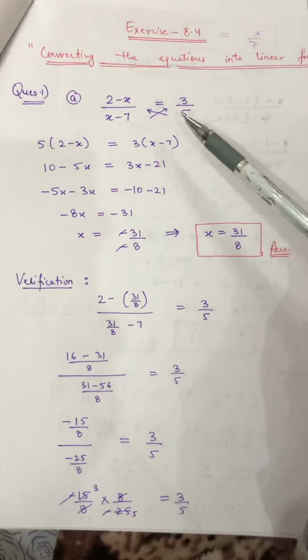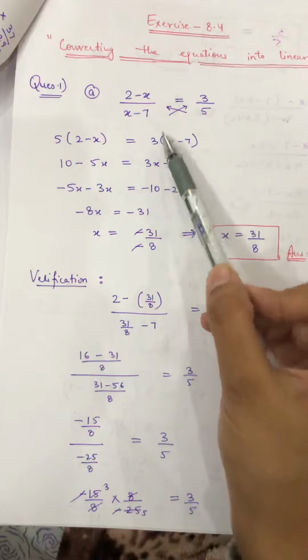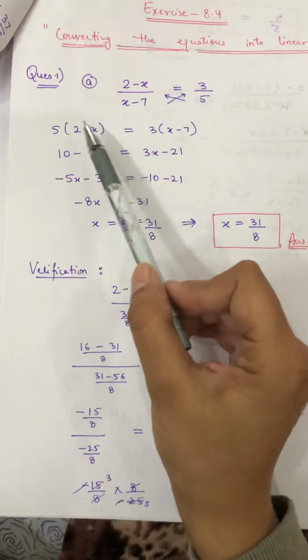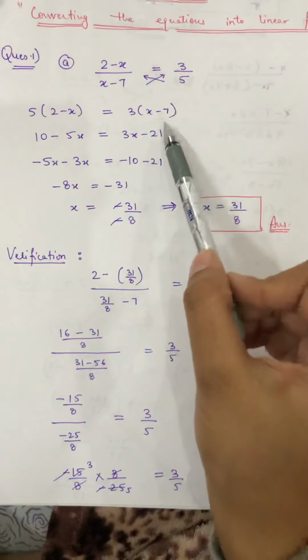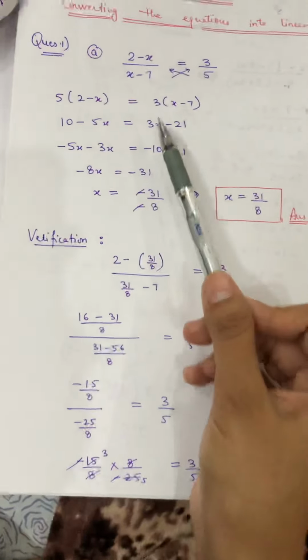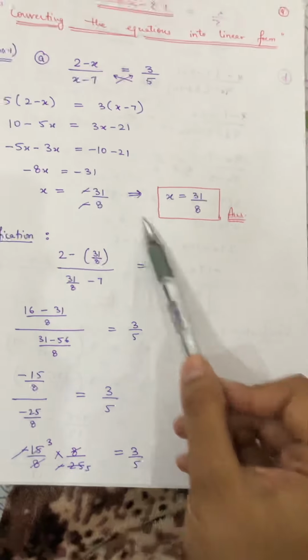So what you have to do: shift 5 here and x minus 7 here. Do cross multiplication. So it will be equal to 5 in the bracket (2 minus x), 3 in the bracket (x minus 7). Multiply: 5 twos are 10, minus 5x, 3x minus 3 sevens is 21. So shift your variables on the left hand side, constants on the right hand side, solve it and take out your answer.